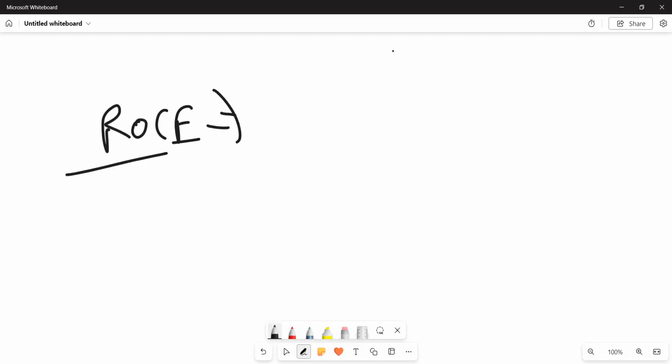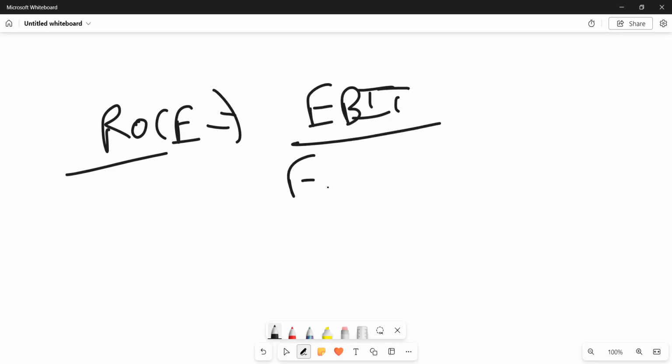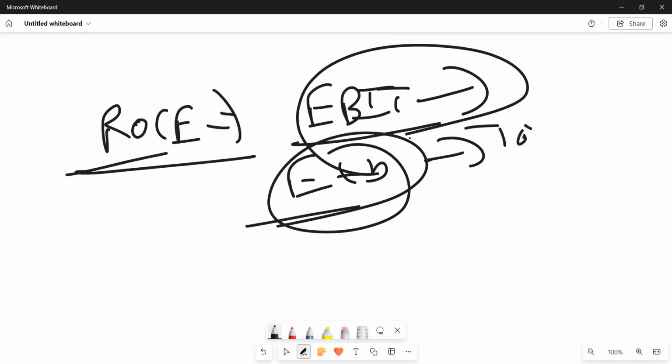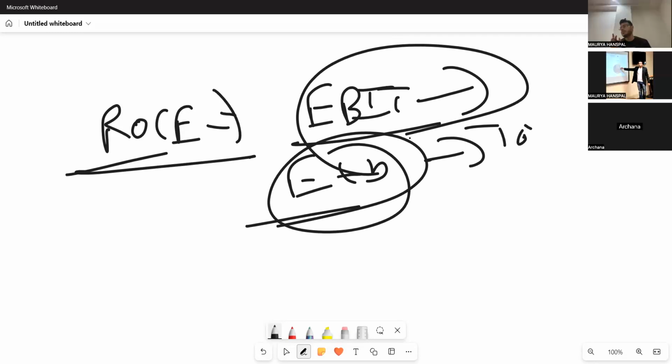Correct. So ROCE, we know the formula basically states your earnings before interest and tax, that is your EBIT, divided by your equity and debt. So equity and debt is nothing but your total investment into the firm, and your EBIT is your earnings before interest and tax. In the case of the return on capital employed, we take into consideration your EBIT because EBIT is the profit that is available to both the shareholders as well as the debt holders. I'll repeat this point: your EBIT is something that is available to both the equity holders as well as the debt holders.